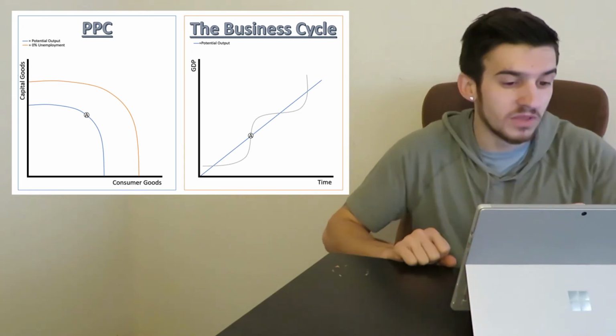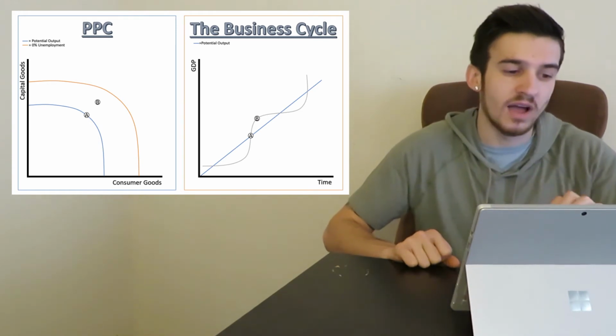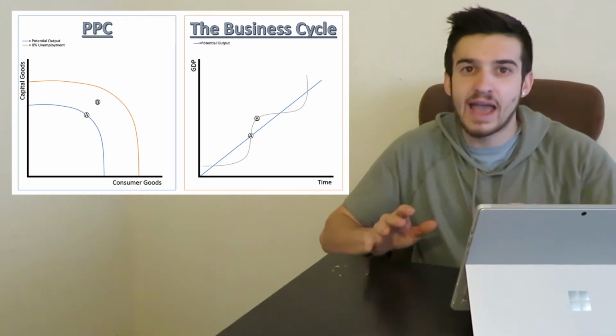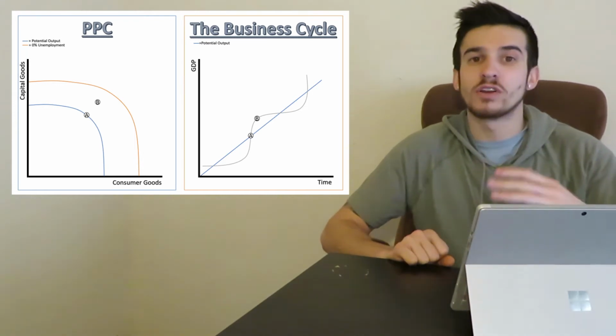Point B on both the business cycle and the production possibilities curve is going to show our economy in an expansionary gap. Remember, this is where unemployment is low and our output is starting to increase.